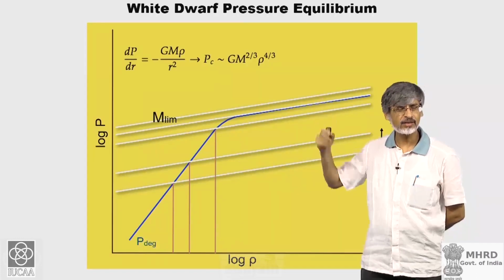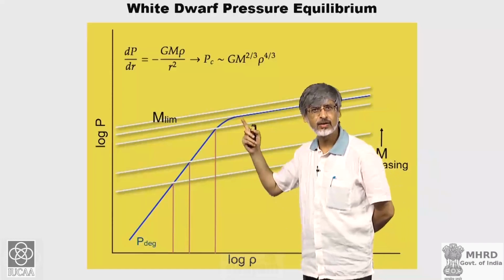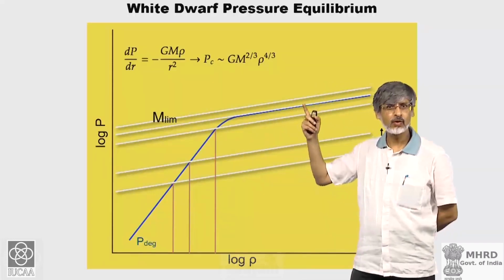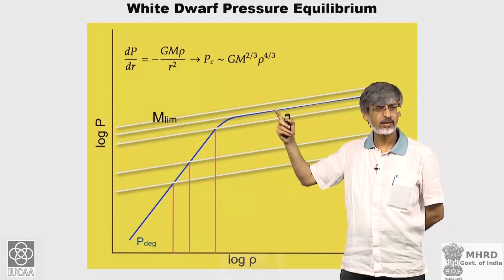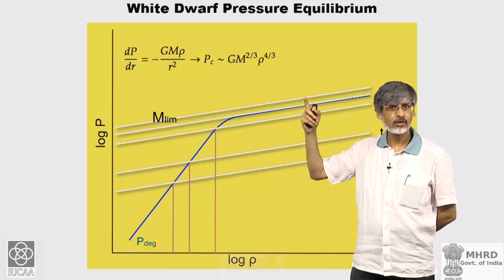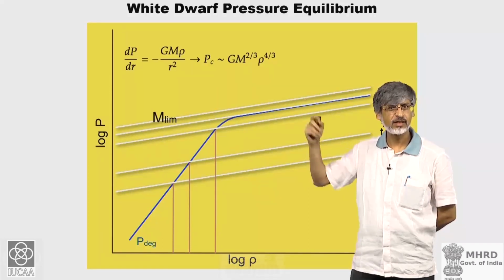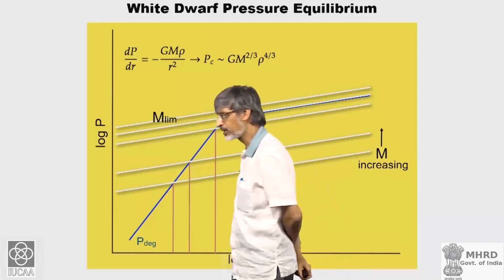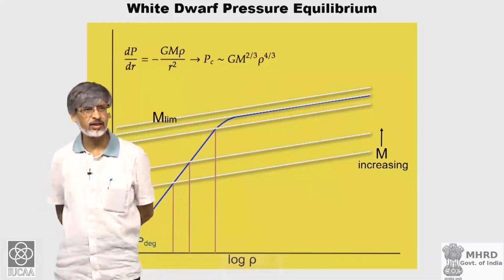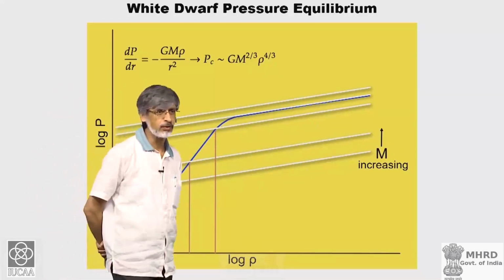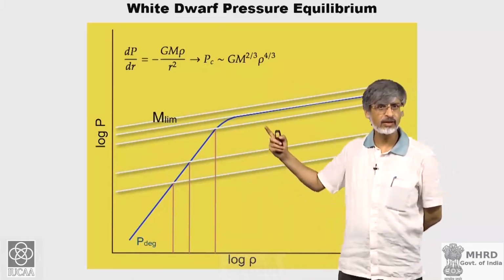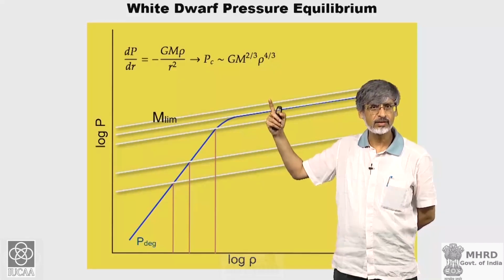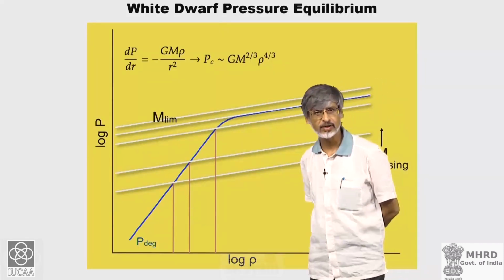Now, you can go to a mass which is even higher, where the requirement will now go above this maximum line that you can reach. So, for a mass like this, electron degeneracy pressure actually is not able to provide any stable solution, because there is no intersection between this line, this blue line, and this white line above it.